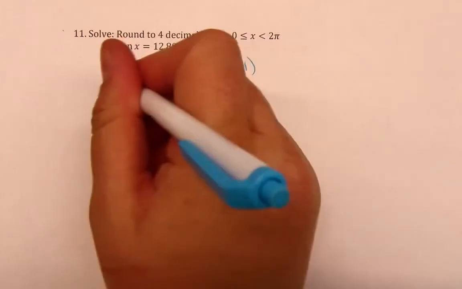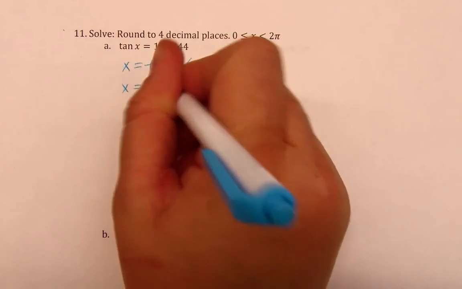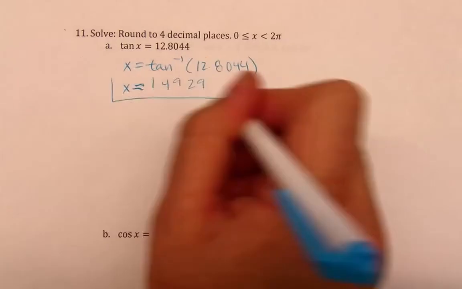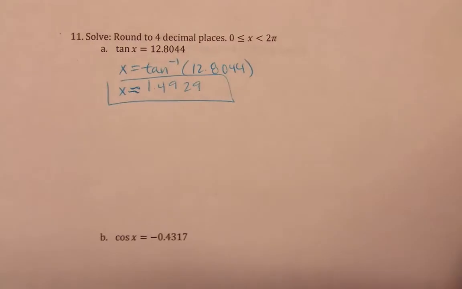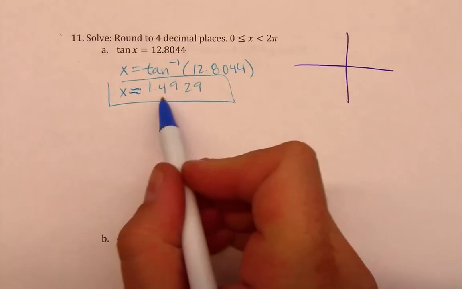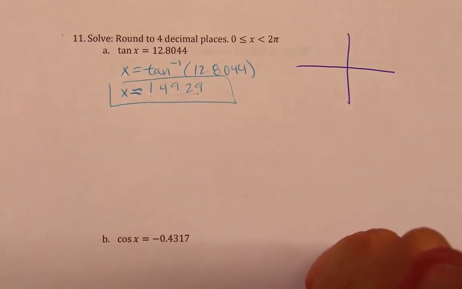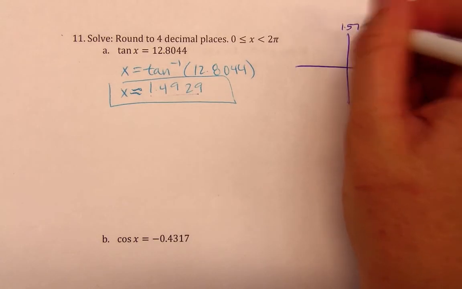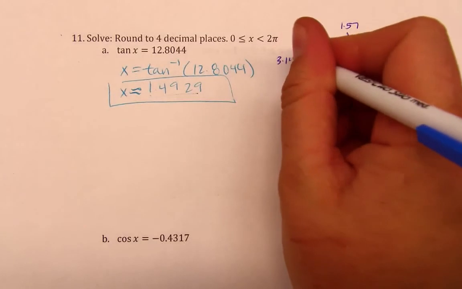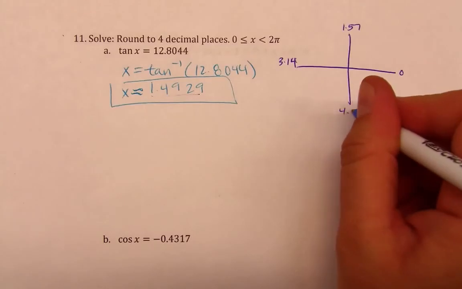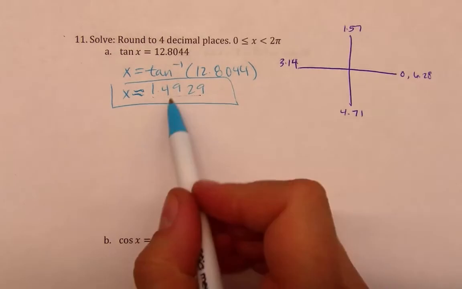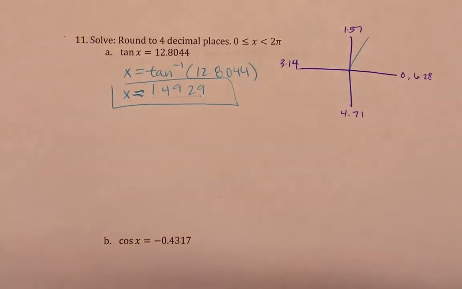So we have x equals 1.4929, and this should actually be a squiggly because it's a rounded answer. And let's think about what this actually means in terms of your answer. This is in radians. That means it's an angle. Well, remember, this is 0, and this is pi over 2, which would be 1.57 if we multiply that out. 3.14 pi, and then we have 4.71, 3 pi over 2, and then 6.28. Okay. Well, 1.49, that's going to be in quadrant 1.